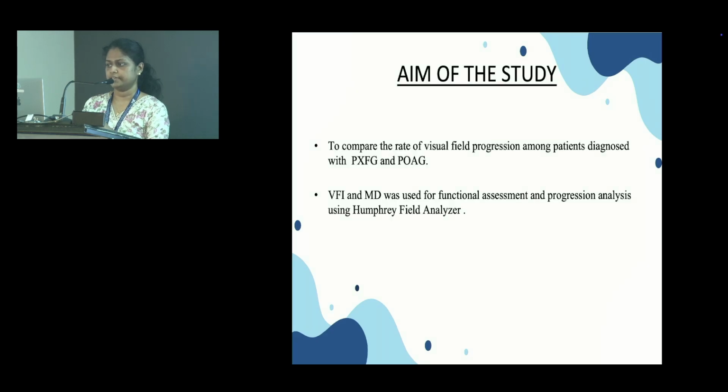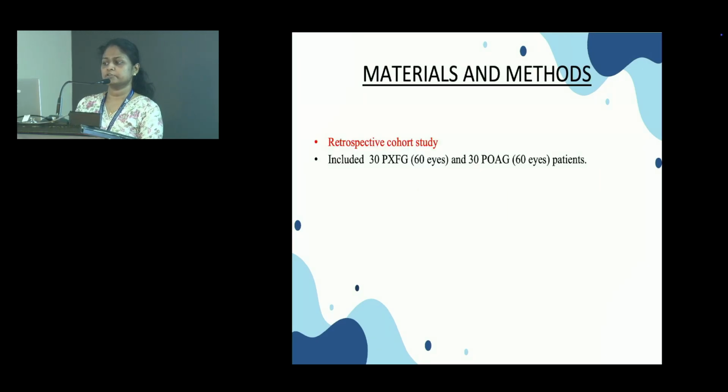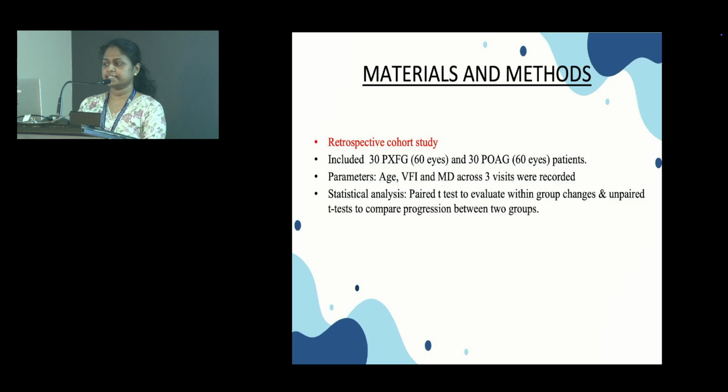remains the gold standard. The aim of the study was to compare the rate of visual field progression among patients diagnosed with pseudoexfoliation glaucoma and primary open angle glaucoma. Visual field index and mean deviation were used for functional assessment and progression analysis using Humphrey field analyzer. It was a retrospective cohort study including 30 pseudoexfoliation patients and 30 primary open angle patients. Age, visual field index and mean deviation across 3 visits were recorded.